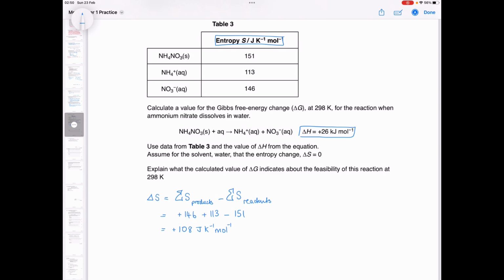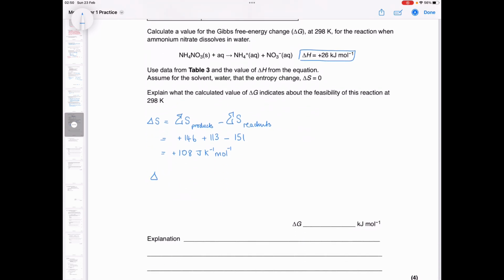And now we can use delta G equals delta H minus T delta S. Delta H is plus 26, and it's in kilojoules per mole, so let's make that 26,000 minus 298 times 108. So plus 26,000 minus 298 times 108, which is 32,184.